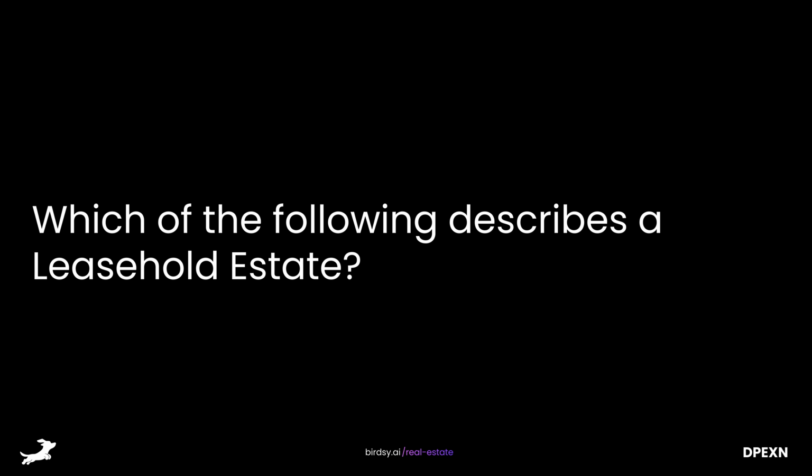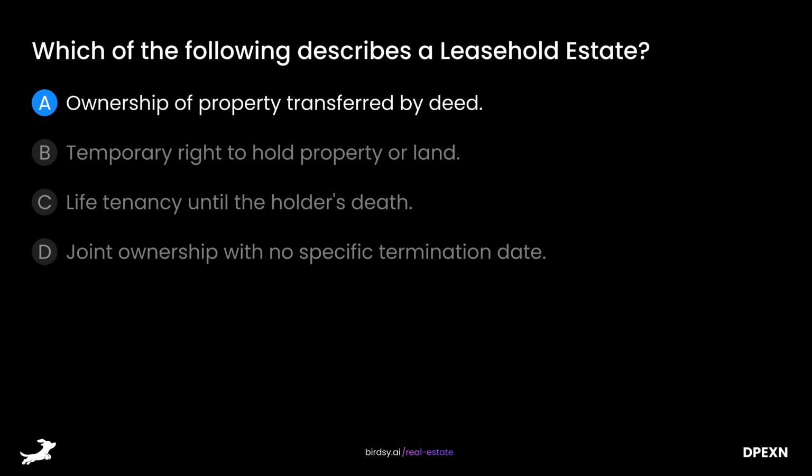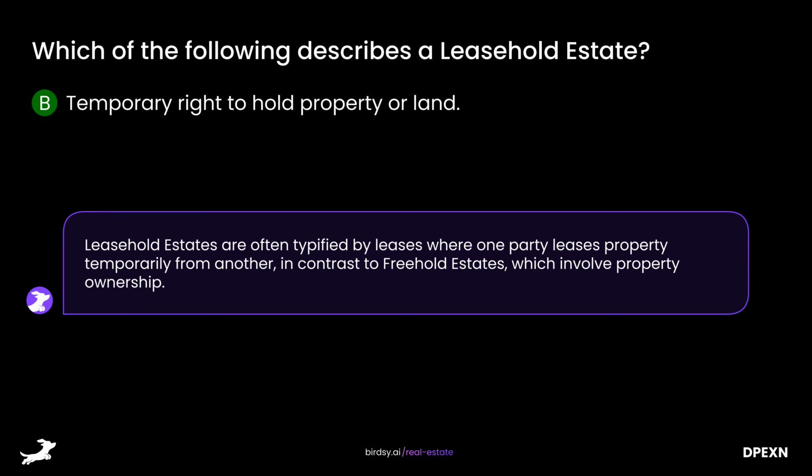Which of the following describes a leasehold estate? Is it A, ownership of property transferred by deed? B, temporary right to hold property or land? C, life tenancy until the holder's death? Or D, joint ownership with no specific termination date? The answer is B, temporary right to hold property or land. Leasehold estates are often typified by leases where one party leases property temporarily from another, in contrast to freehold estates, which involve property ownership.